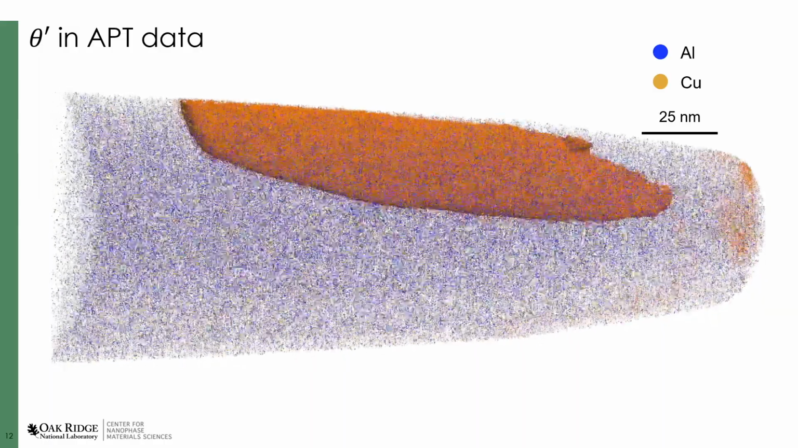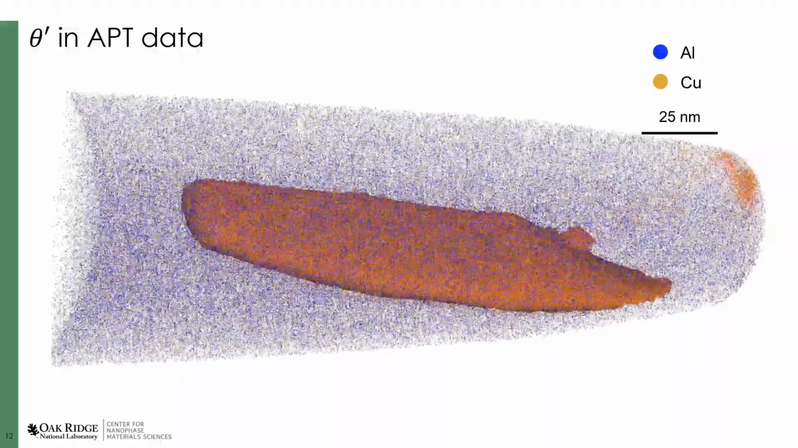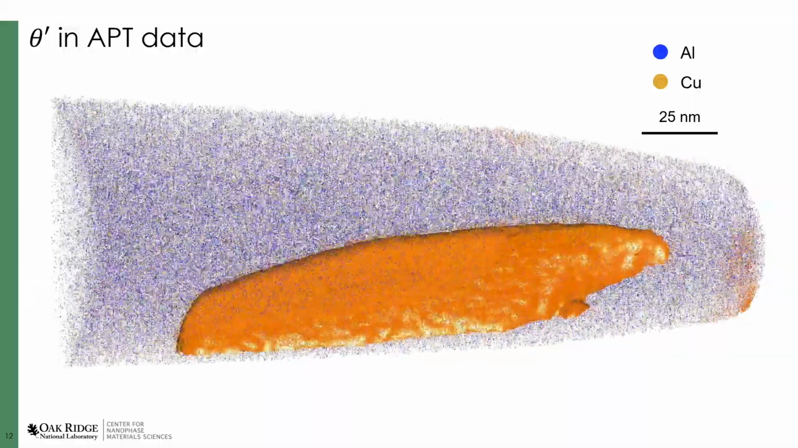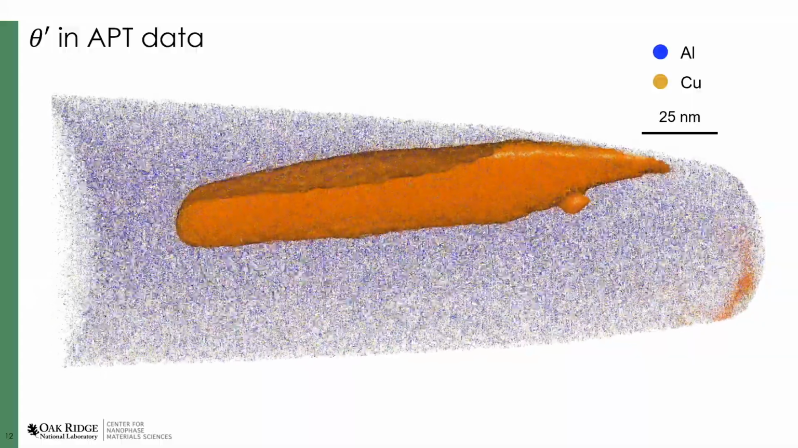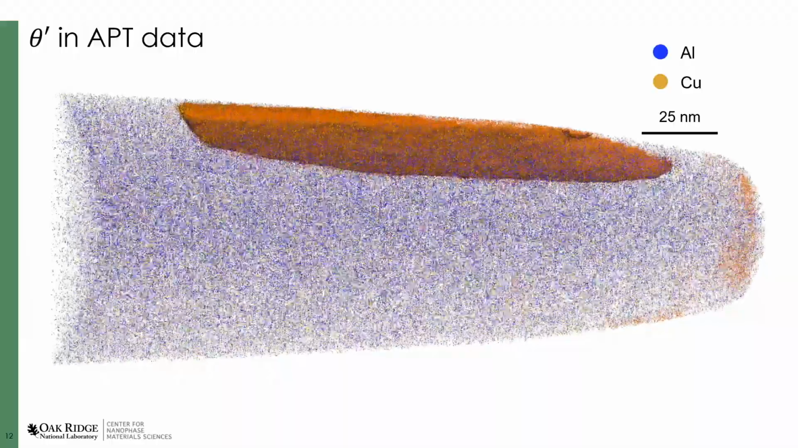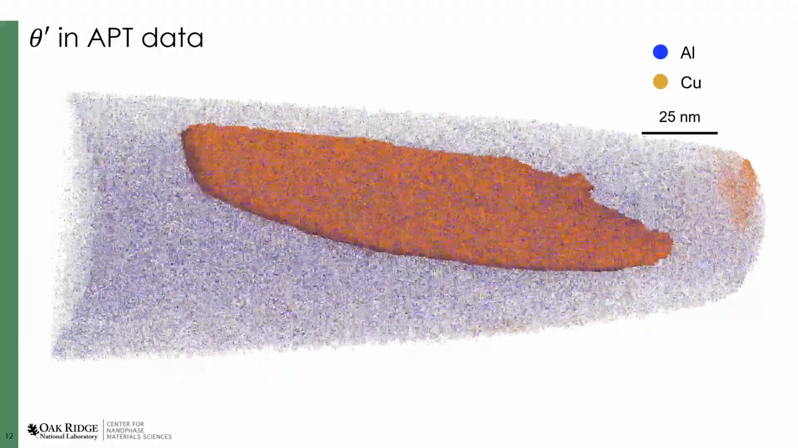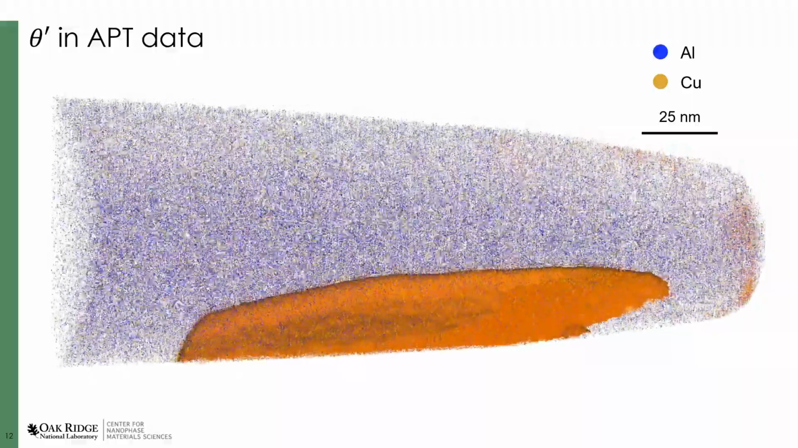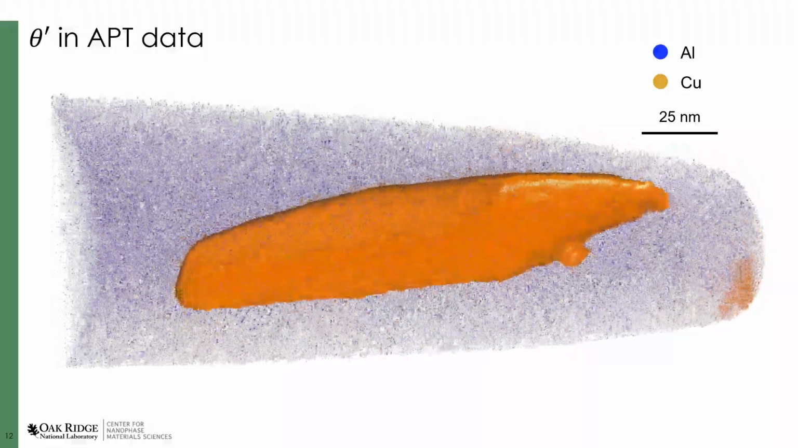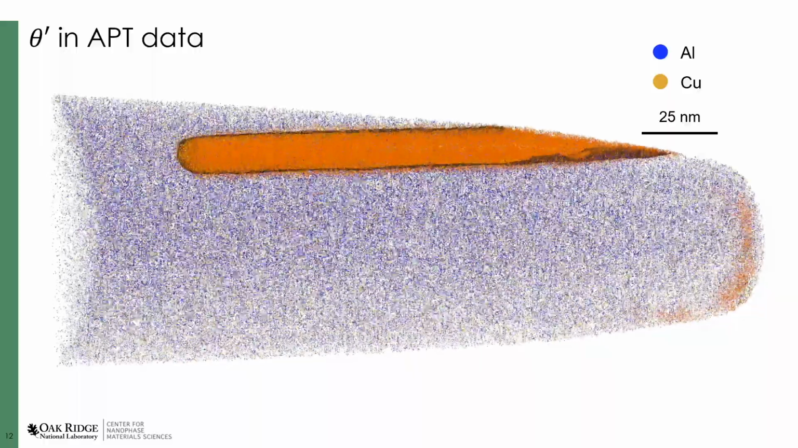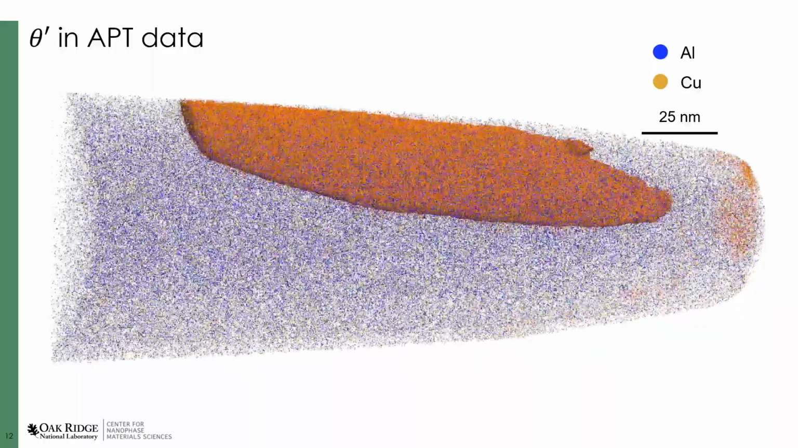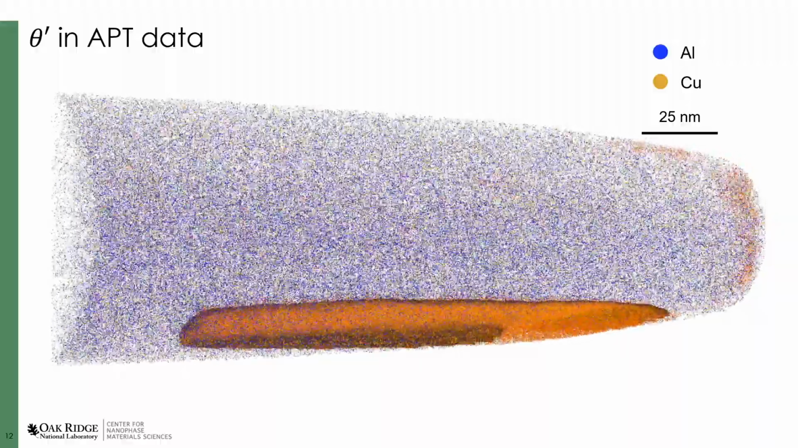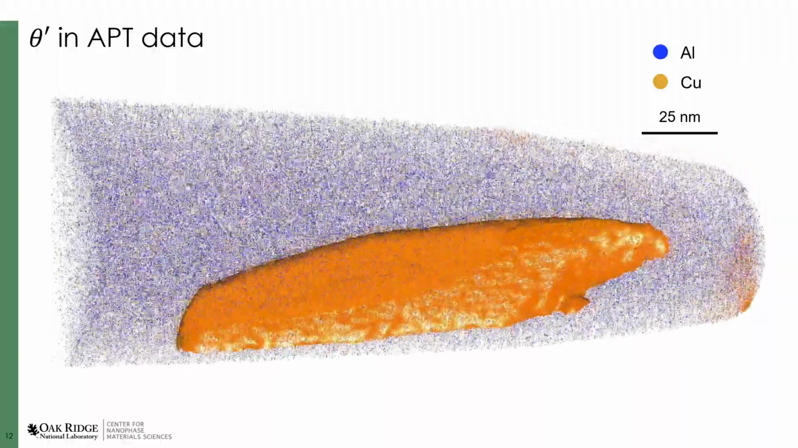The second example I'd like to show you is from an aluminum copper alloy in which we can clearly visualize a theta prime precipitate within the atom probe tomography data set. As you can see, the field of view is very small, and we are only able to partially capture one of these theta prime precipitates. What we have here is an atom map where the aluminum atoms are blue and the copper atoms are orange, and we also have a 10 atomic percent copper isoconcentration surface that separates the theta prime precipitate from the matrix itself.